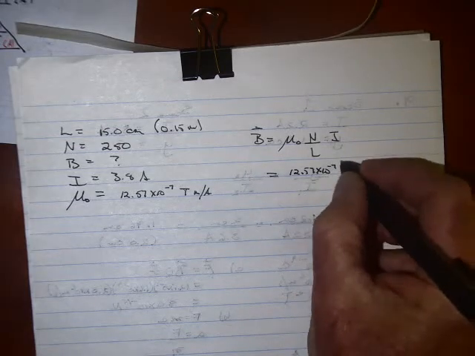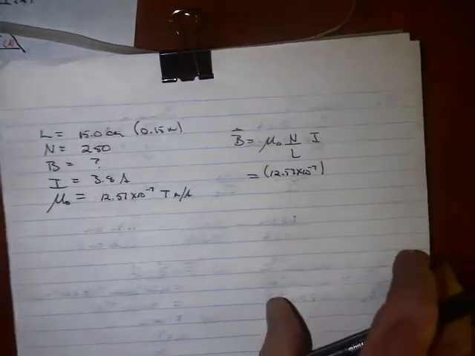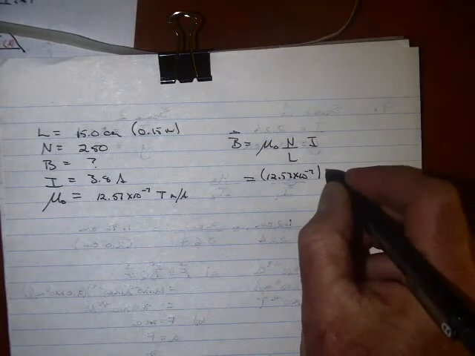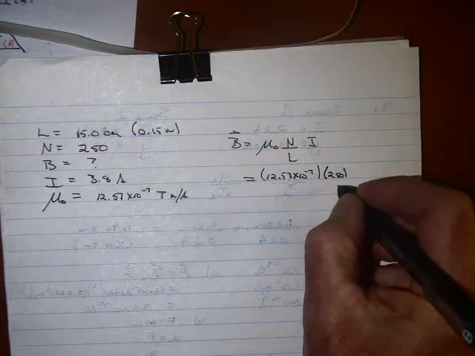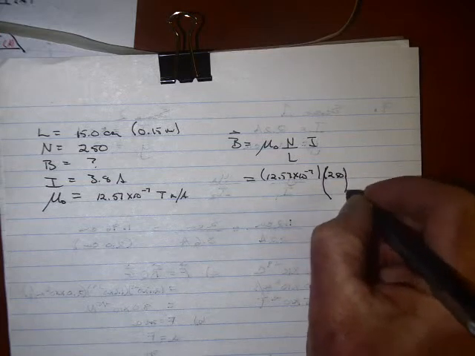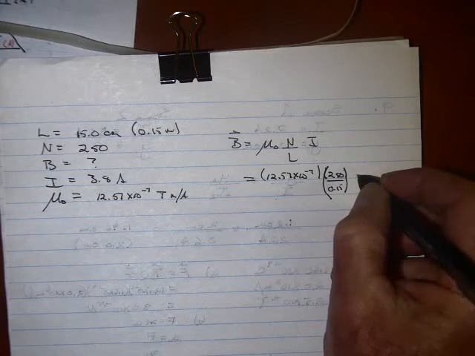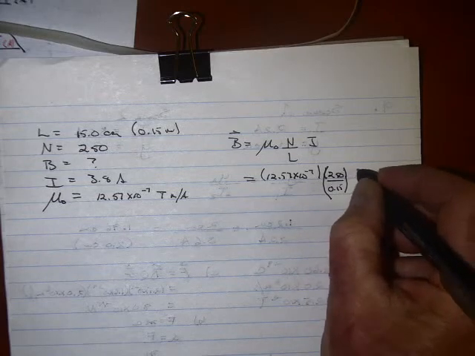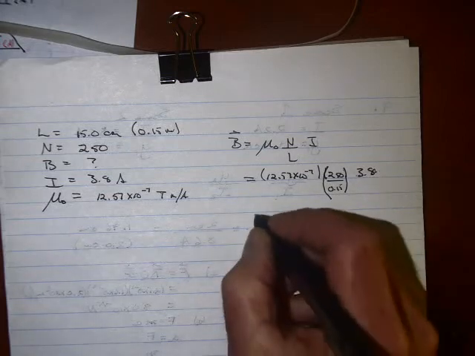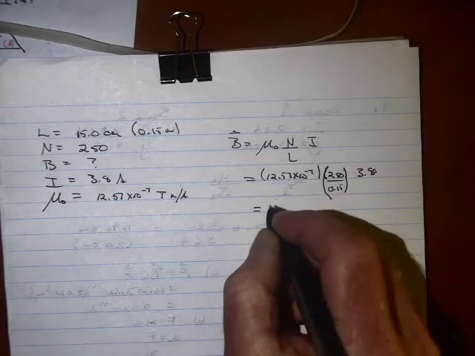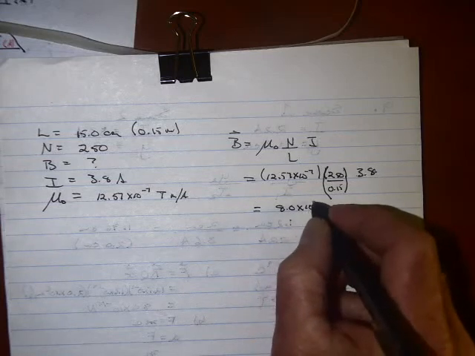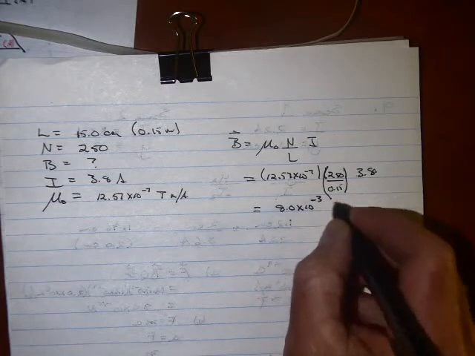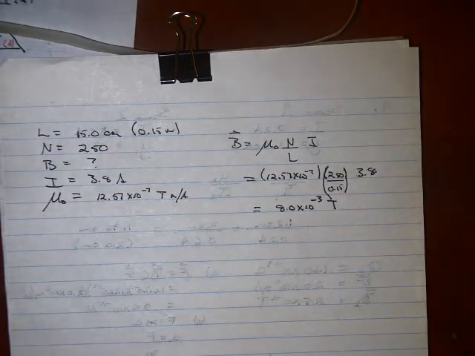I'm not going to put the units in again. I'm running out of space. Times N, which is 250, divided by the length, which is 0.15, and times 3.8, and so this all falls out at 8.0 times 10 to the negative 3 Tesla.